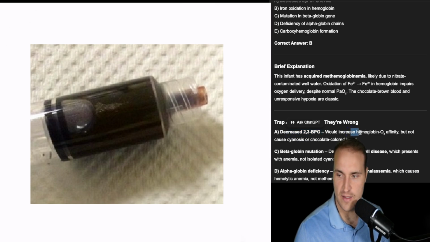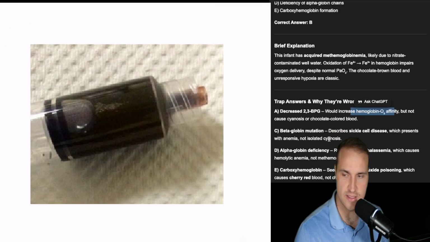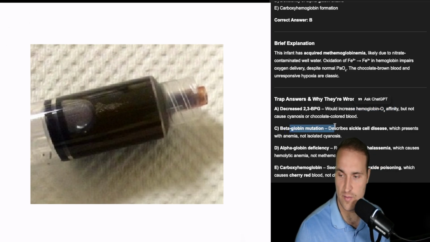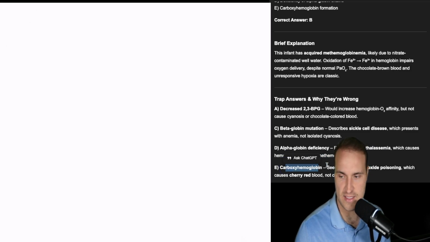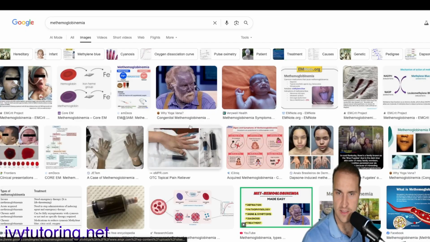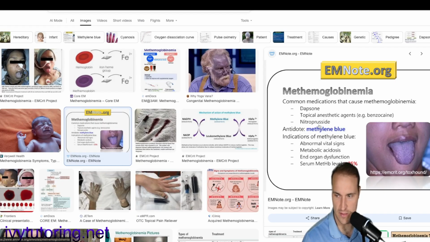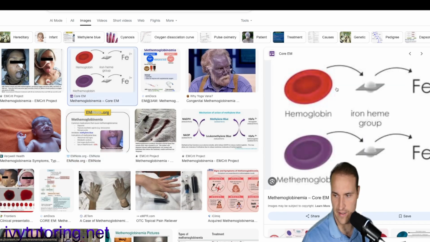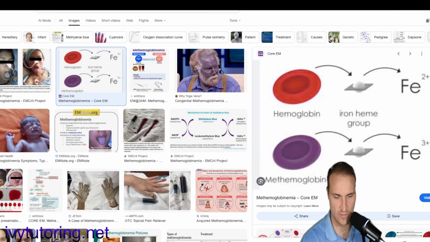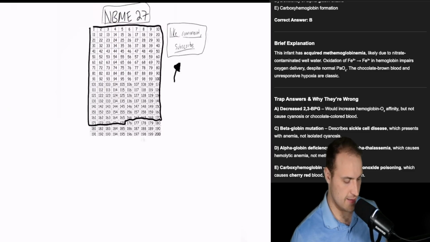Decreased 2,3-BPG would increase the affinity, but not cause cyanosis or chocolate colored blood. Beta globin mutation is sickle. Alpha globin, alpha thalassemia, that's hemolytic anemia, not methemoglobinemia. Carboxyhemoglobin would be carbon monoxide. That causes cherry red blood, not the chocolate brown. So here's methemoglobinemia. The antidote is methylene blue. Give them blue because they're already blue. And here is a mechanism so you can kind of see how it works. That ferric, we get that Fe3 versus the Fe2, and so you can't bind no matter how much oxygen you give them.